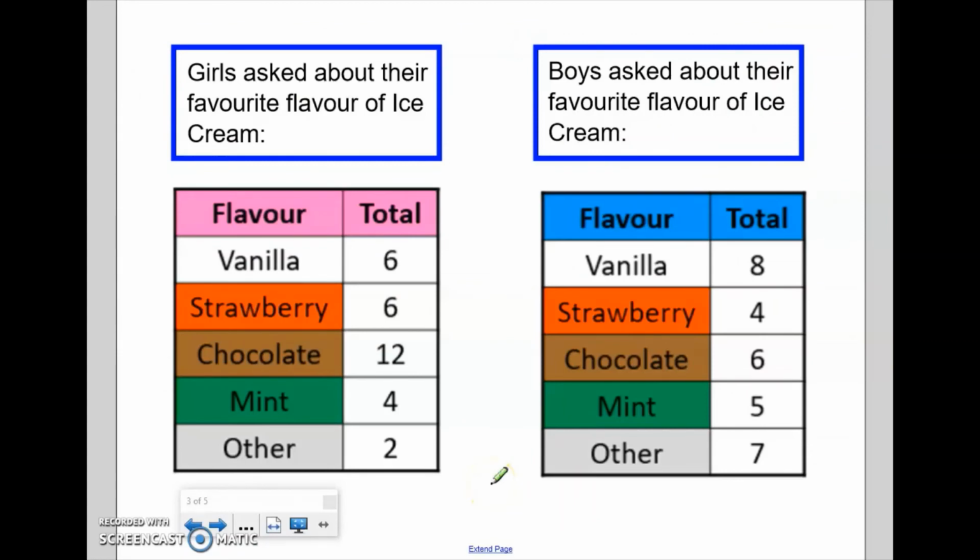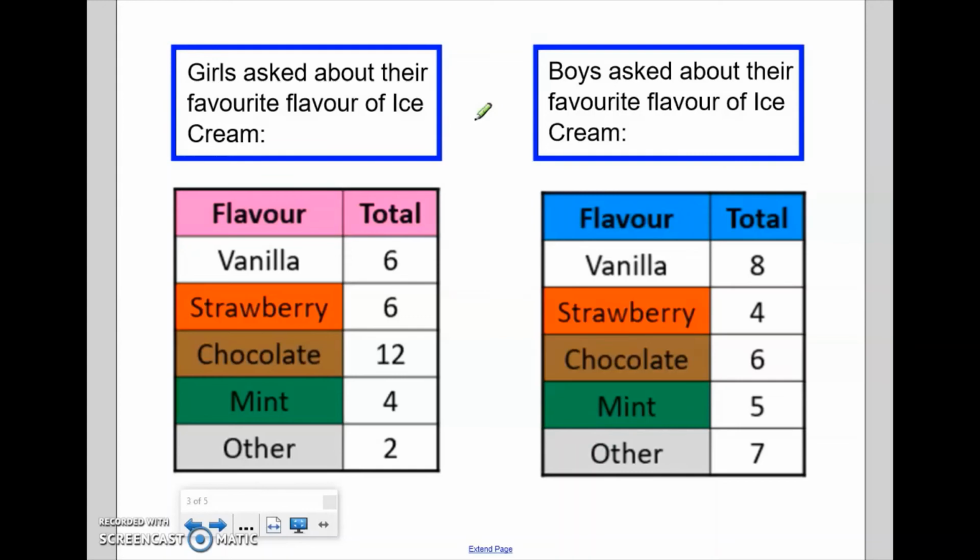Okay, so now it's time for a task for yourselves. You'll notice that this set of data is the same data we were dealing with on the previous slide. I've now given you an extra bit of information that the 30 people surveyed were actually girls. So 30 girls gave their favorite flavor of ice cream. I've also added another set of data here where some boys were asked to also comment on their favorite flavor of ice cream.